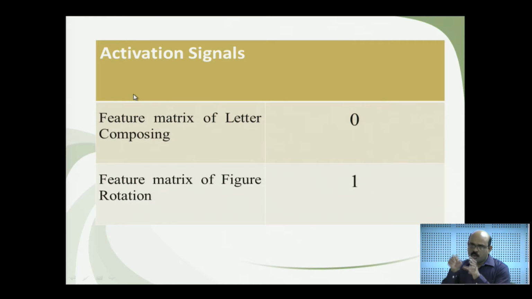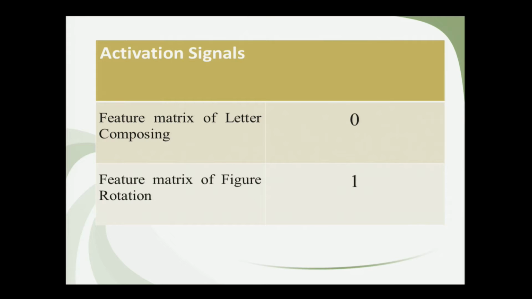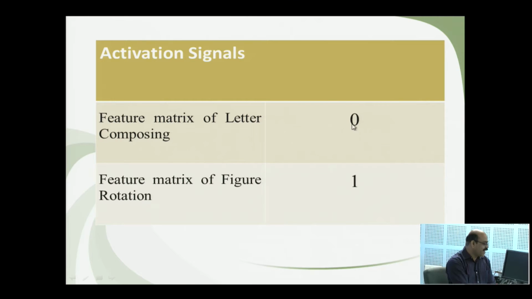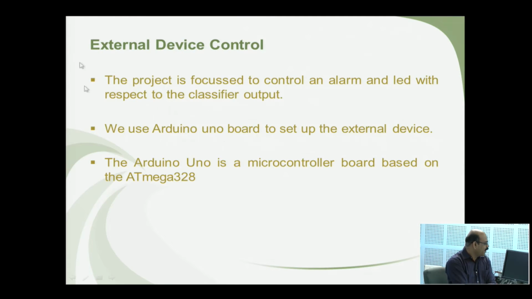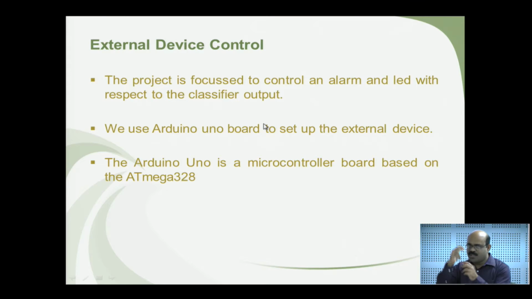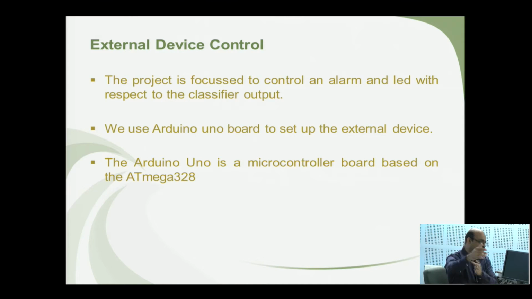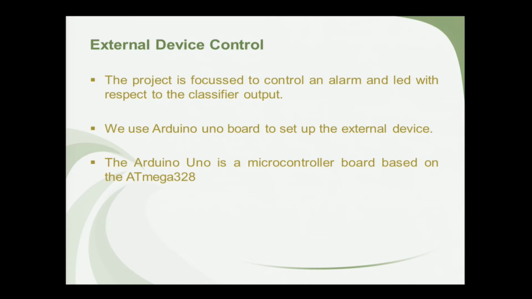So, we used 0 and 1 for the activation. We assigned 0 for the letter composition and 1 for the figure rotation. Based on these 0s and 1s, we had a microcontroller, namely the Arduino. The 0s and 1s were given to the Arduino, and from the Arduino we were able to drive the external device, right.